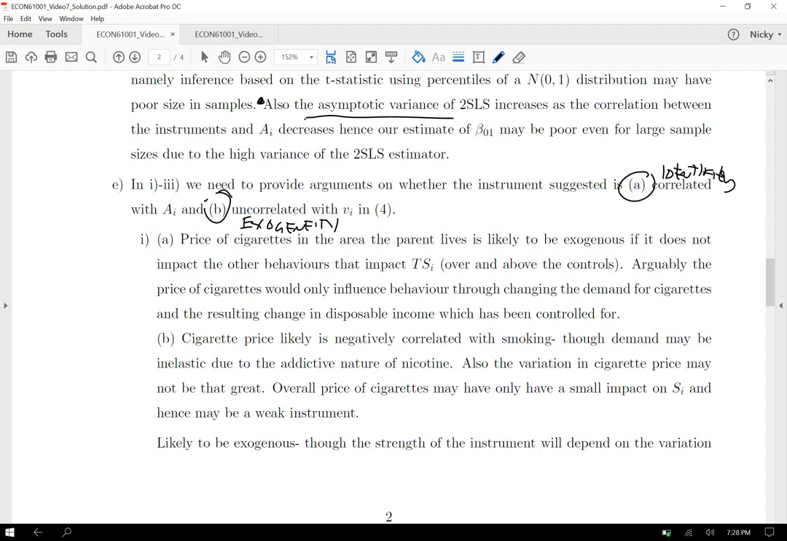Well, if it's identified, we need that whatever the instrument is, and firstly we start with cigarettes. We start with the price. So the price of cigarettes near where that person lives. Well, it's highly likely that price is going to be correlated with how much somebody smokes. So arguably, the price of cigarettes would. So it's very likely that they're.